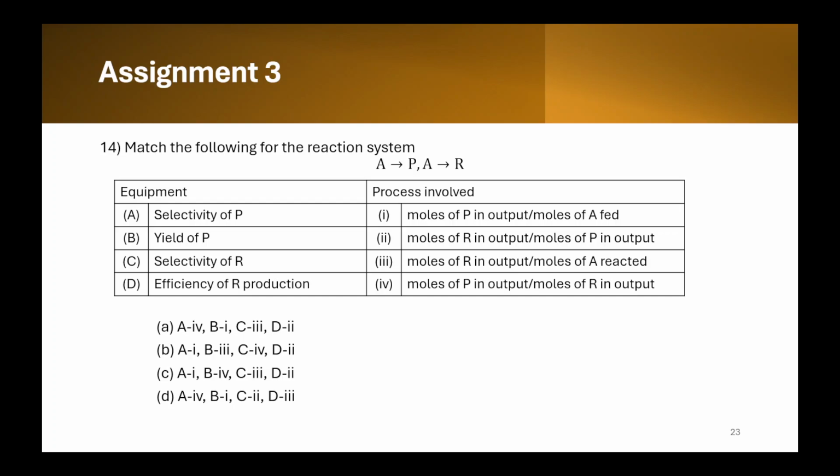We need to match the following now. So this is the reaction system, A giving P and A giving R. So this is basically a parallel reaction giving some product P and also giving some product R. So selectivity of P. What will be the correct answer here? The correct answer here will be selectivity of P will be the moles of P, which is desired here as per this point, upon moles of undesired product, if it is R. So moles of P in output upon moles of R in output. So fourth option here.